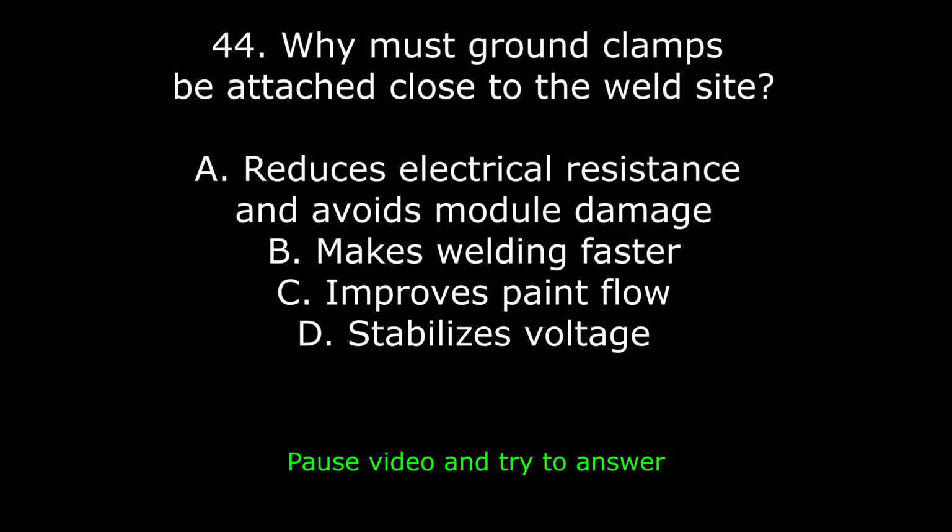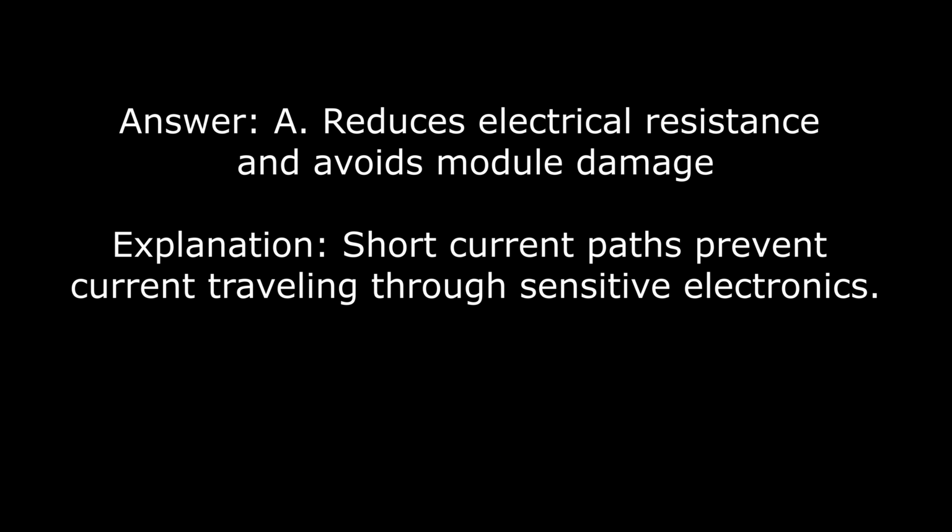44. Why must ground clamps be attached close to the weld site? A. Reduces electrical resistance and avoids module damage. B. Makes welding faster. C. Improves paint flow. D. Stabilizes voltage. Answer: A. Reduces electrical resistance and avoids module damage. Explanation: short current paths prevent current traveling through sensitive electronics.